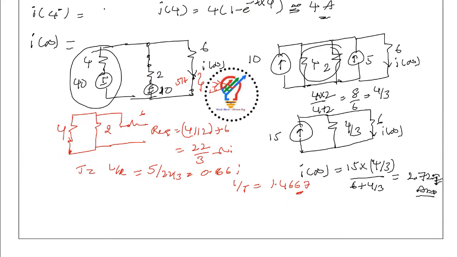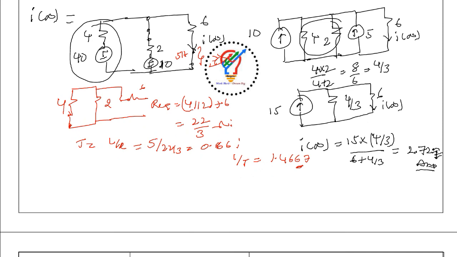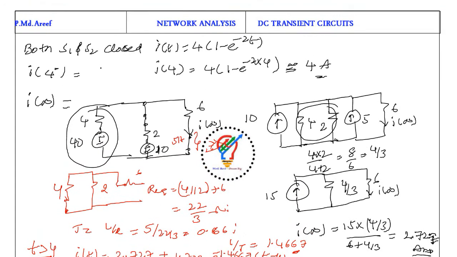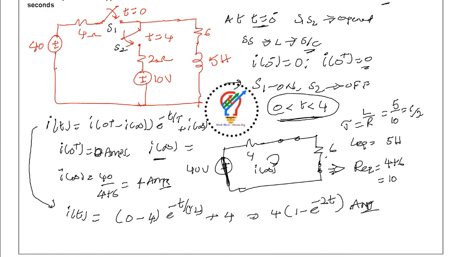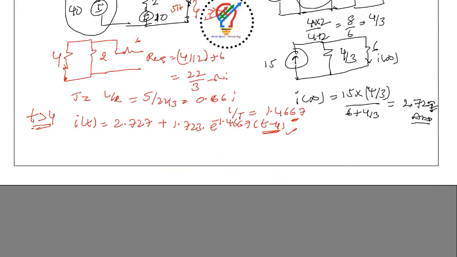Now finally what we want at t is equal to 5 seconds. So t greater than 4 equation, so t is greater than 4, the condition is I of t is equal to, we'll get it as 2.727 plus 1.723 e power minus 1.4667 into t minus 4 we are taking here. Okay, so t minus 4 is very important. How we got this? Because the delay between the switches 1 and 2 is 4 seconds. So because of that, here we got 4 seconds of time delay.